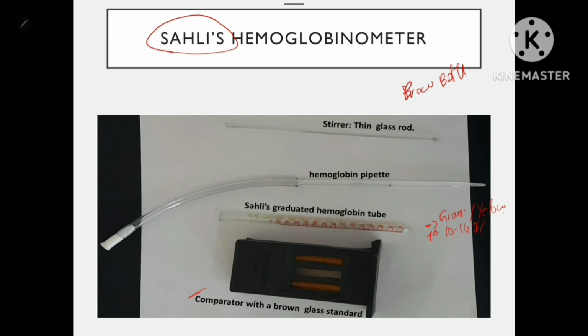So this also has a hemoglobin pipette. This doesn't have any bulb. So you should not confuse it with the WBC pipette and RBC pipette. And also there will be a thin glass rod which helps in mixing. This usually helps to compare with the other comparators, and we can estimate the percentage of hemoglobin in the body.